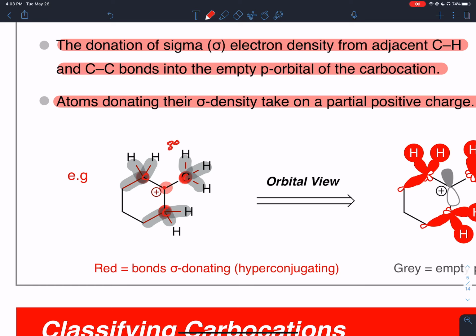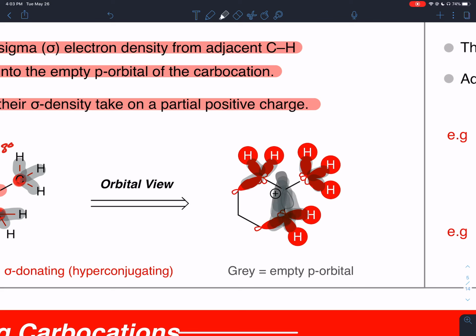And that's the sigma density being shared, okay? Here I've drawn in kind of the orbital view. We have our carbocation's empty p orbital, and it is the electron density in these bonds here that would be shared. That would be sigma donated into the empty orbital. And that electron donation, that kind of communal effort to make that carbon less positive, is what is stabilizing this carbocation. This is called sigma donation. We also refer to it as hyperconjugation.